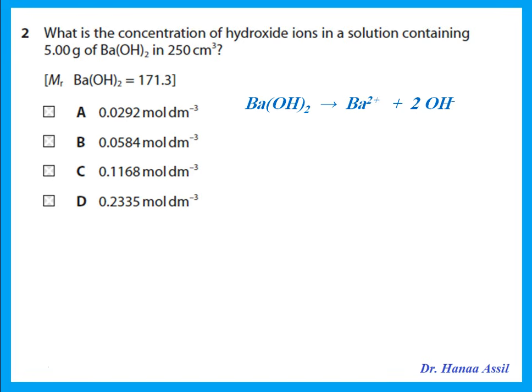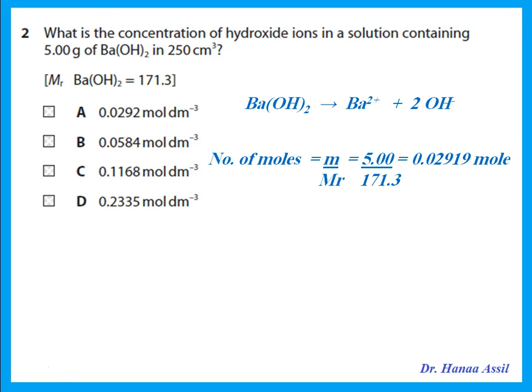So what are we doing? Number of moles. The number of moles of 5 grams of barium hydroxide. If we have grams, number of moles is mass over molecular mass. He already gives me the molecular mass. So this 5 grams of barium hydroxide have 0.02919 mole. And that means the number of moles of hydroxide ions will be twice of that. So this is the number of moles of hydroxide ions.